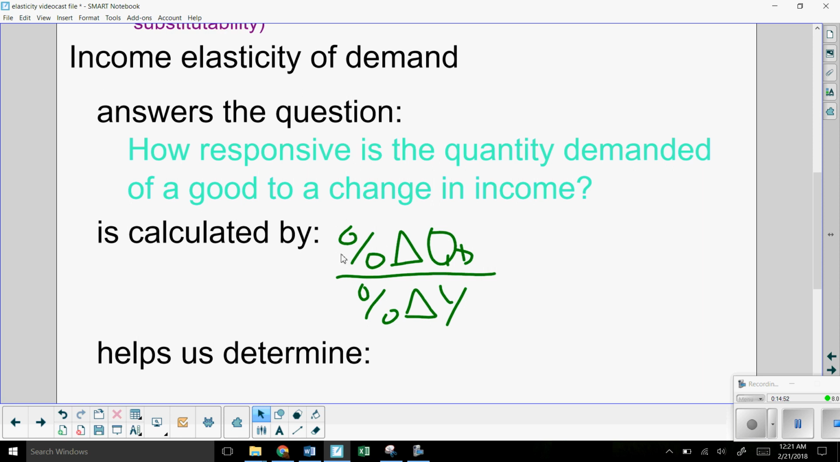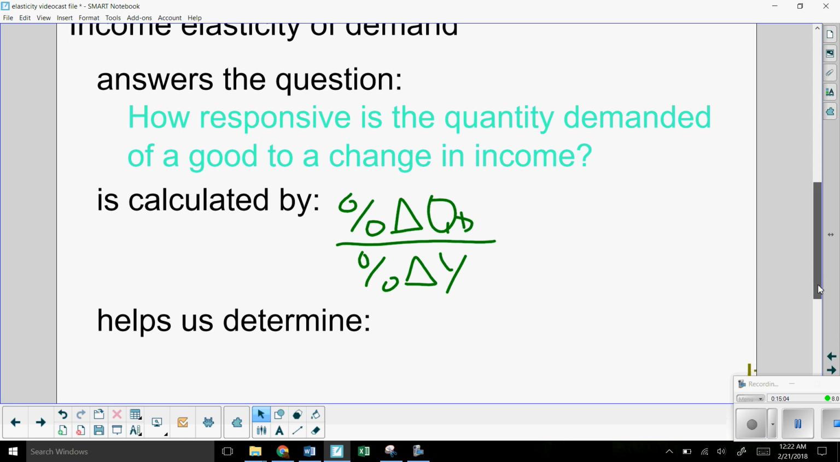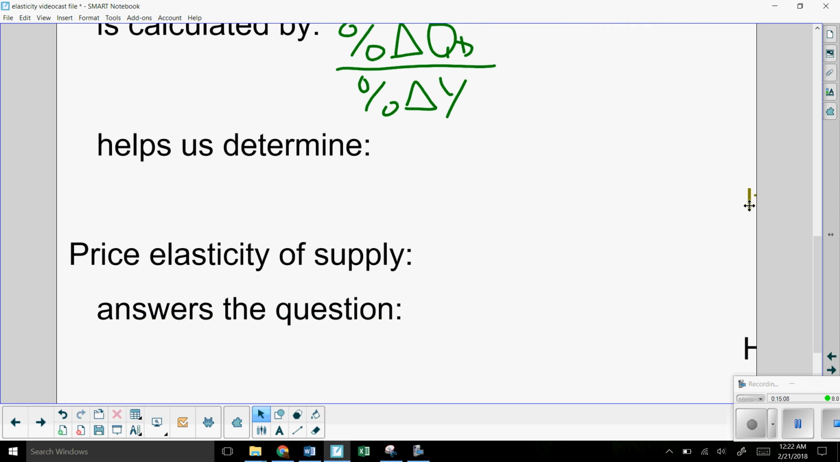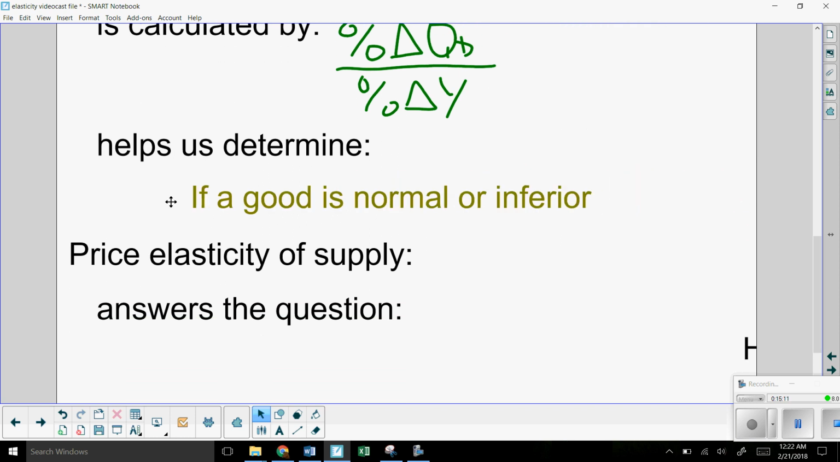But this is the percent change of quantity demanded over percent change of income. And notice again, it's numerator over denominator. Really, it's always percent change of quantity in the top of the fraction. So that's one universal across the types of elasticity. And that helps us determine if the good is normal or inferior.